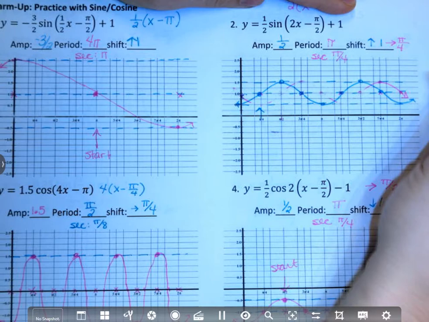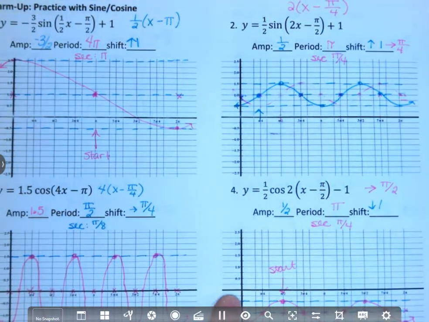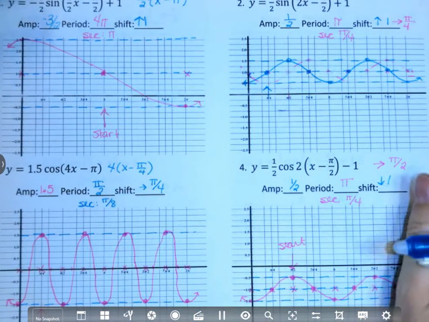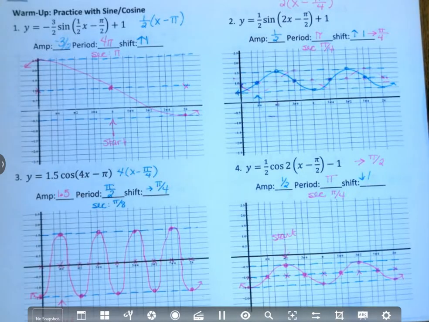Oh, why? Why is it not the pink one? Or, let me see if I can pull it out a little bit. Oh, I said it's not the pink one. I make mistakes too.